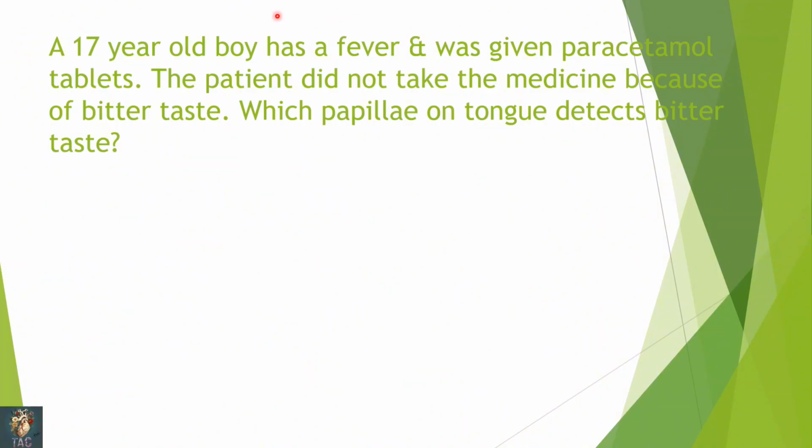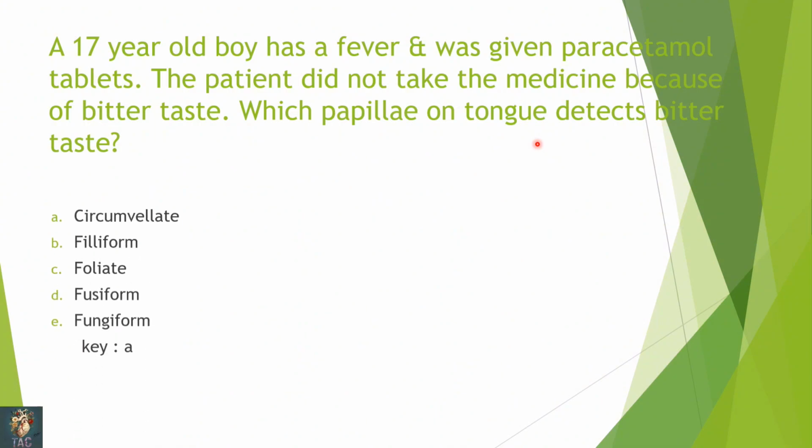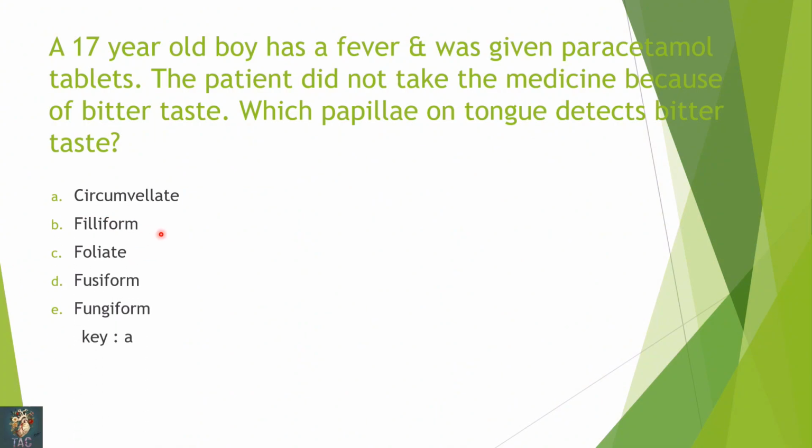Next MCQ: a 17-year-old boy has a fever and was given a paracetamol tablet. The patient didn't take the medicine because of the bitter taste. So a very simple question: which papilla on the tongue detects the bitter taste? Circumvallate, filiform, foliate, fusiform, fungiform. So these are circumvallate or vallate papillae, which are present on the posterior part near the sulcus terminalis, and they can taste bitter things.